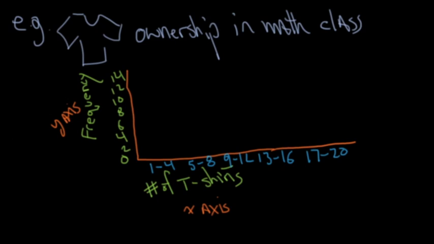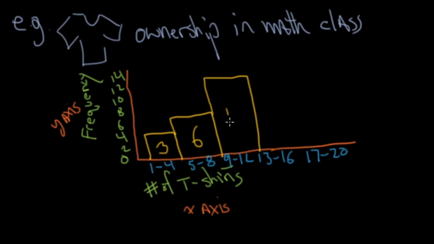Okay, so let's draw our bars. From 1 to 4, there were 3 students. So 3 students own 1 to 4 t-shirts. How many students had 5 to 8 t-shirts? Well, 5 to 8, there were 6 of them. So there's 6 there and 3 here. How many students owned 9 to 12 t-shirts? That was pretty popular. That was 13.